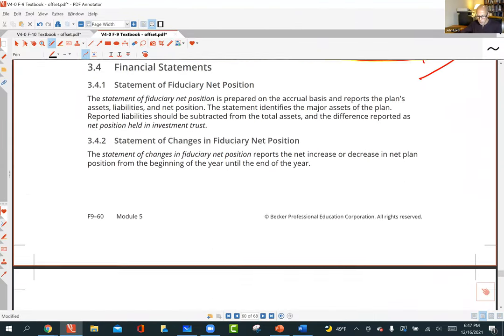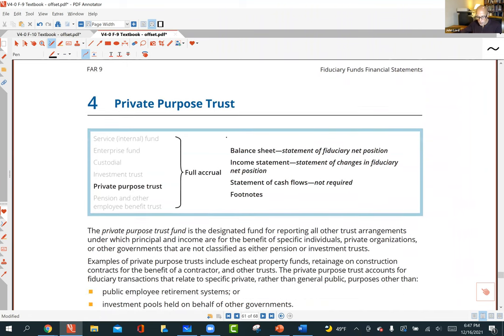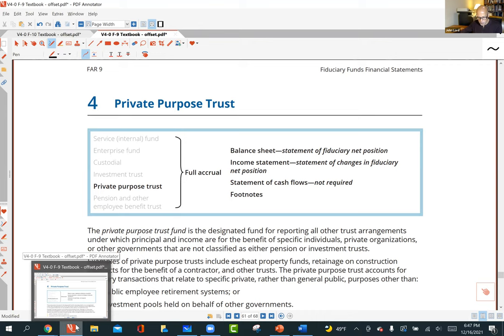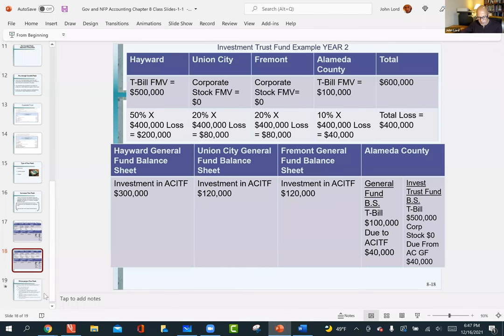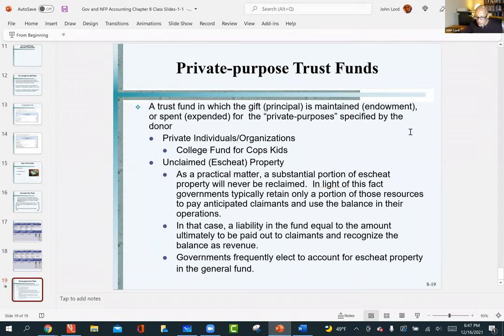Okay, good. Now, when you look at the private purpose trust fund, which I gave you a slide for that I think tells you all you need to know, let's just take a look at this one. I'm just going to read this slide to you. A fund in which the gift principal is maintained or spent for the private purpose specified by the donor.